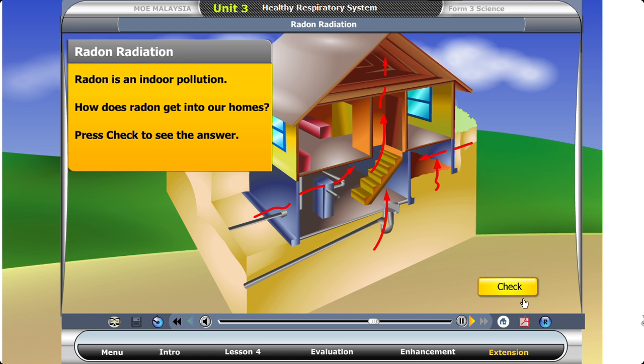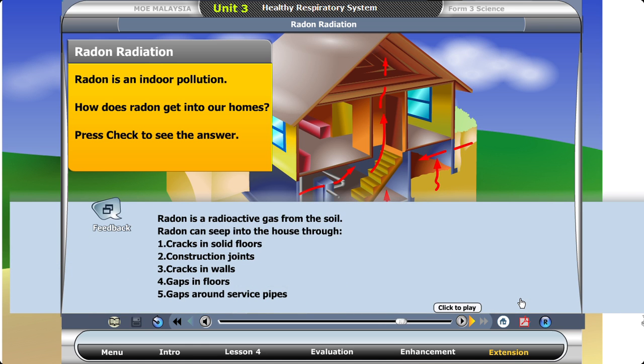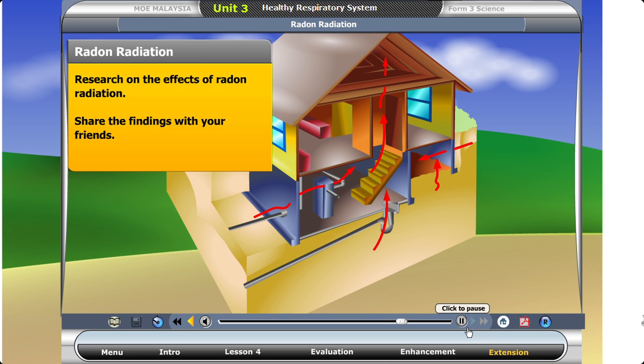Based on the picture, list the ways in which radon can seep into your house. Research on the risk of being exposed to prolonged radon radiation. Then, discuss your findings in the class.